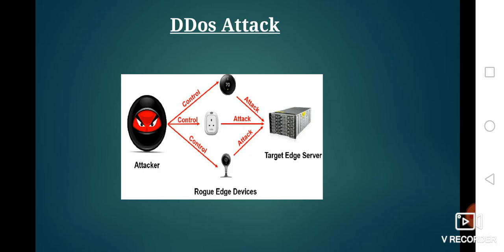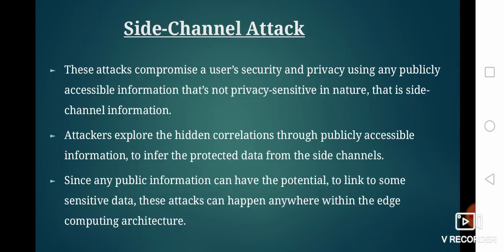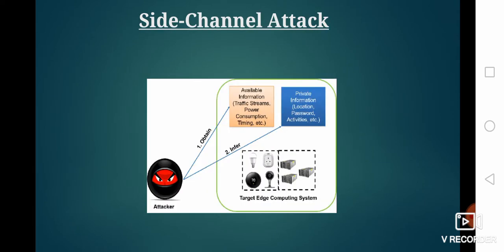And the next one, the side channel attack. A side channel attack, we can say, is an indirect attack. Instead of attacking directly to retrieve the private information, the attacker first attacks the publicly available information, and then through it attacks the private information and gathers the secure details. This is how the side channel attack works. And this is the diagram. This is how the attacker attacks the publicly available information, and through that it can access the private information.